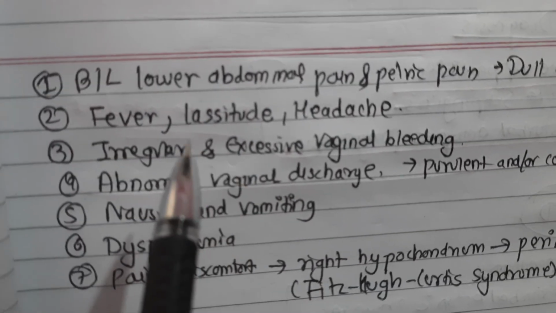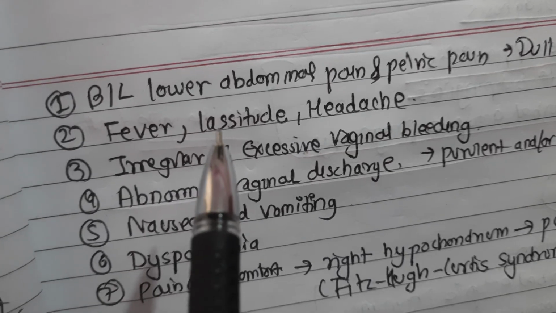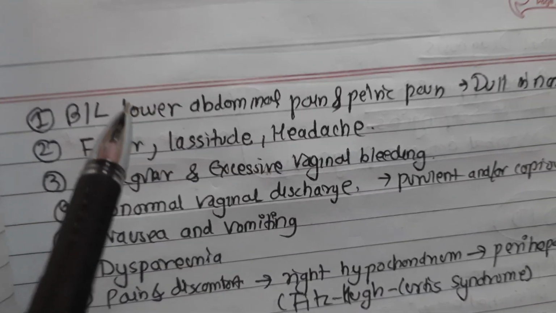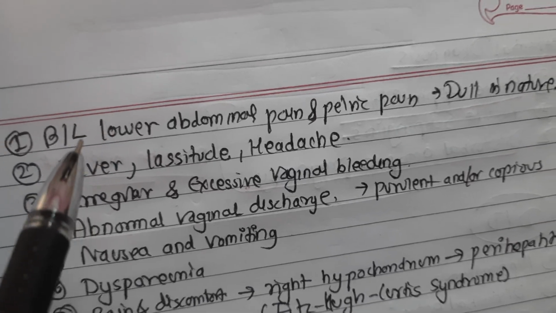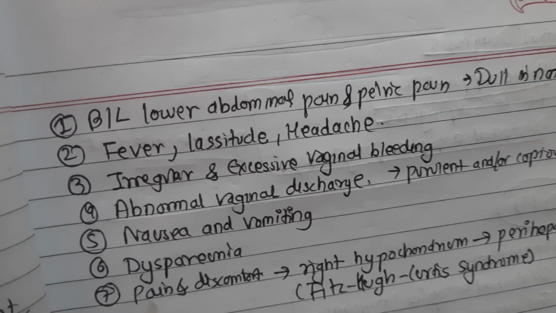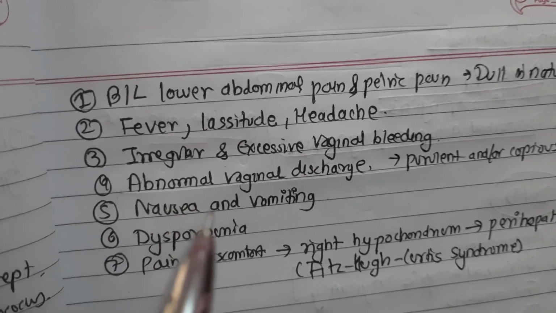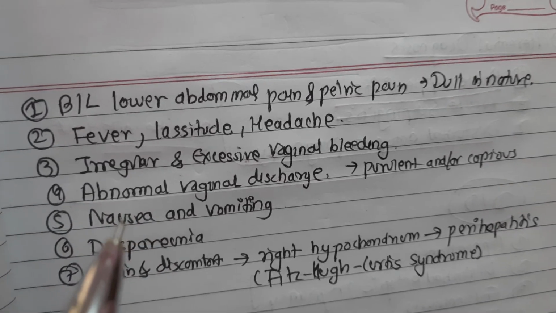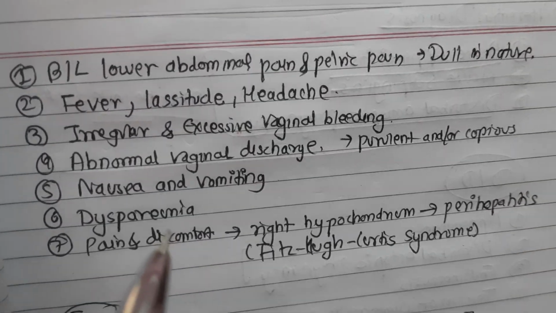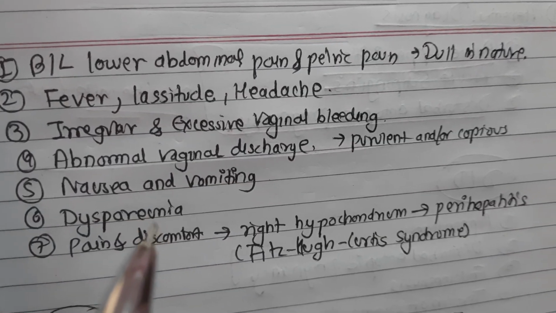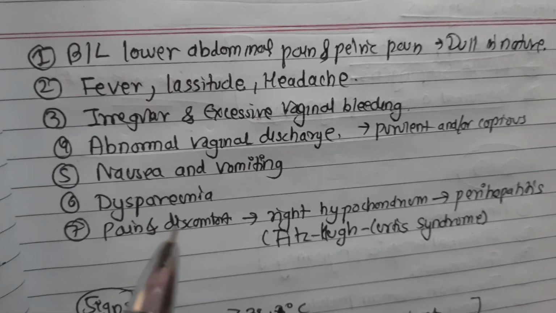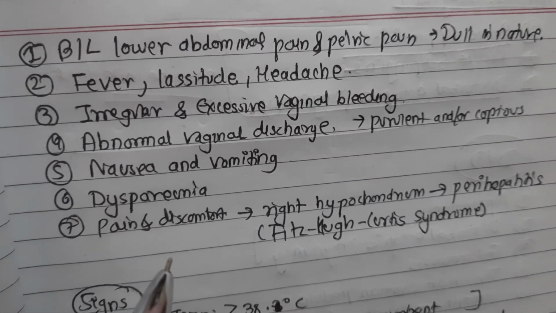The onset is more rapid and acute in gonococcal infection than in chlamydia infection. In gonococcal, there is pain within 3 days of infection, and in chlamydia within 1 week of infection. And there is fever, lassitude, that is weakness, and headache. There may be irregular and excessive vaginal bleeding due to associated endometritis. There may be abnormal vaginal discharge that may be purulent and or copious. There may be nausea and vomiting, and there may be dyspareunia, the coital act is difficult or painful.